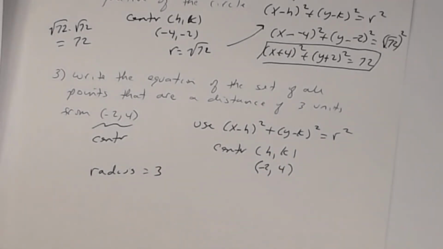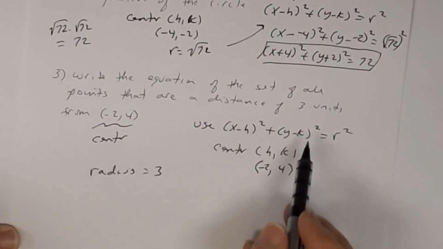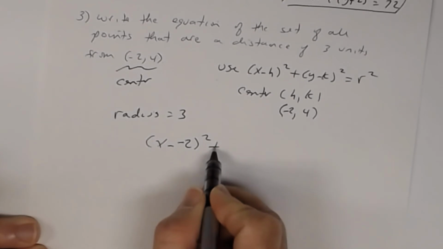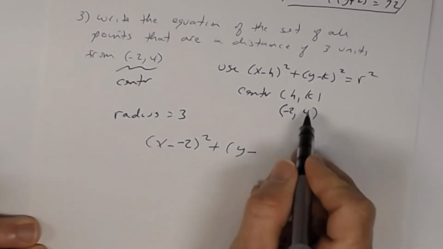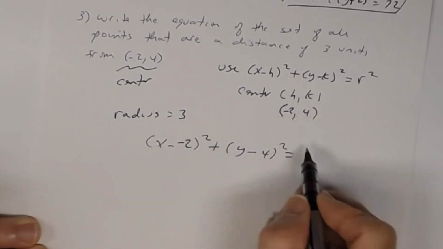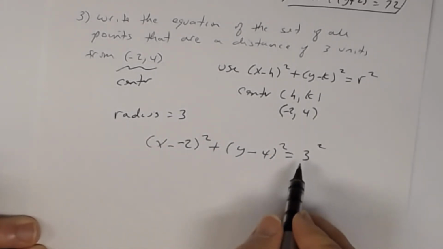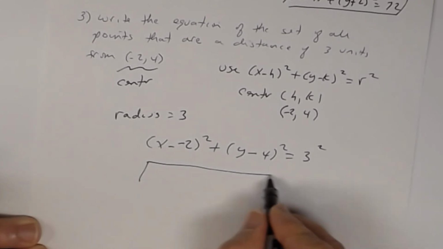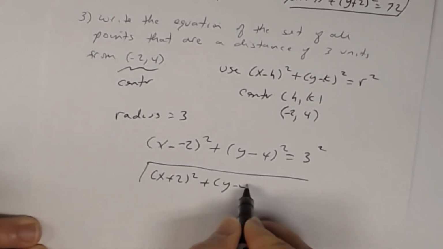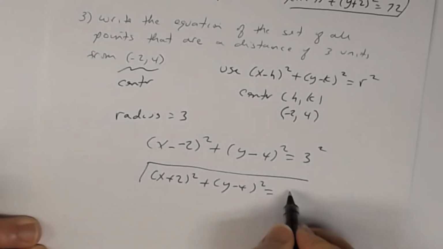And then all you do is put all that information back into here. So you get x minus a negative 2 squared plus y minus k, which is 4, squared, equals the radius squared, and the radius is 3. But again, don't leave your answer like this because you can simplify this. So you're going to say x plus 2 squared plus y minus 4 squared equals 9, because 3 squared is 9.